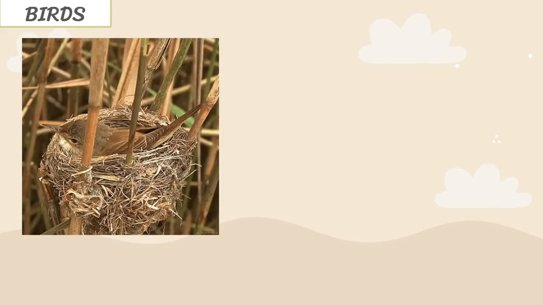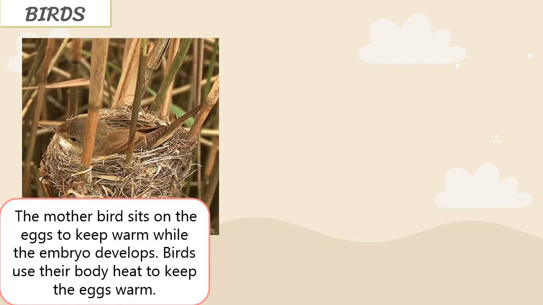The mother bird sits on the eggs to keep them warm while the embryo develops. Birds use their body heat to keep the egg or the eggs warm. This is called incubation. To help keep the eggs warm and to protect them from predators, birds build nests. The period of incubation cannot be interrupted. In some birds, the father and the mother take turns sitting on the eggs. While one is sitting on the eggs, the other finds food.